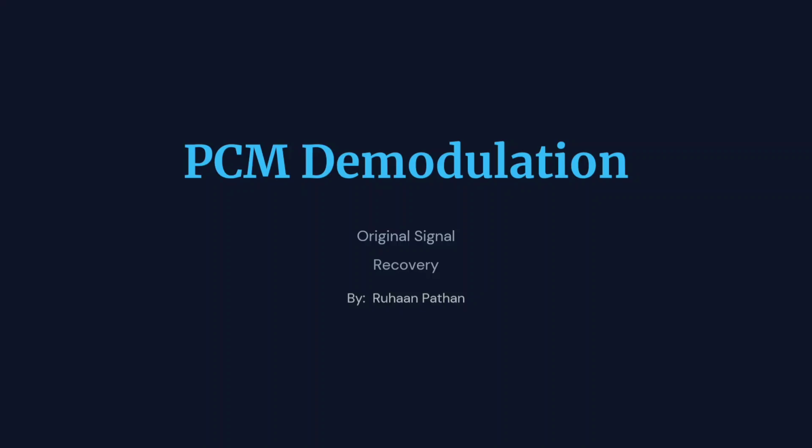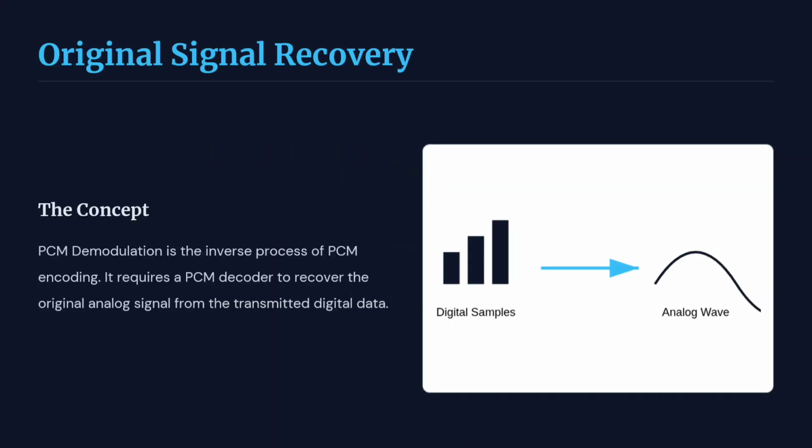Hello everyone. In this video, we are going to learn PCM demodulation. PCM demodulation is the process used to recover the original analog signal from the transmitted digital data. PCM demodulation is the inverse process of PCM encoding.